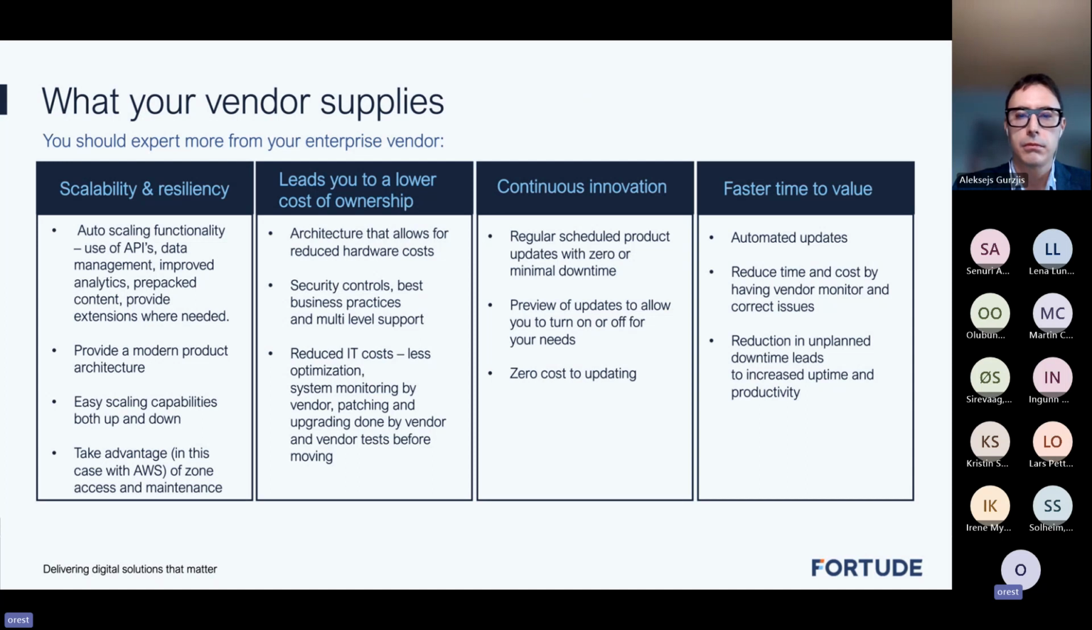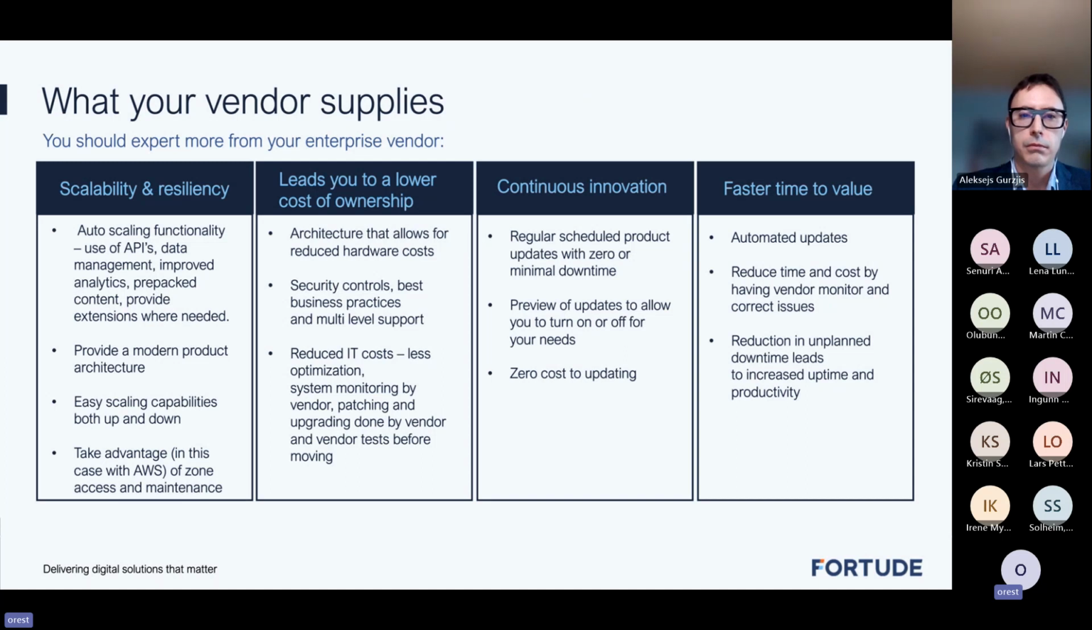So these are the four things that I feel you need to look at from your enterprise vendor to make sure that they are providing to you things like scalability and resilience. They should be providing you a modern architecture with easy scaling both up and down, and taking advantage of the zones, in this case for us, it's AWS, but you can use these to reduce maintenance and be more uptime conscious.